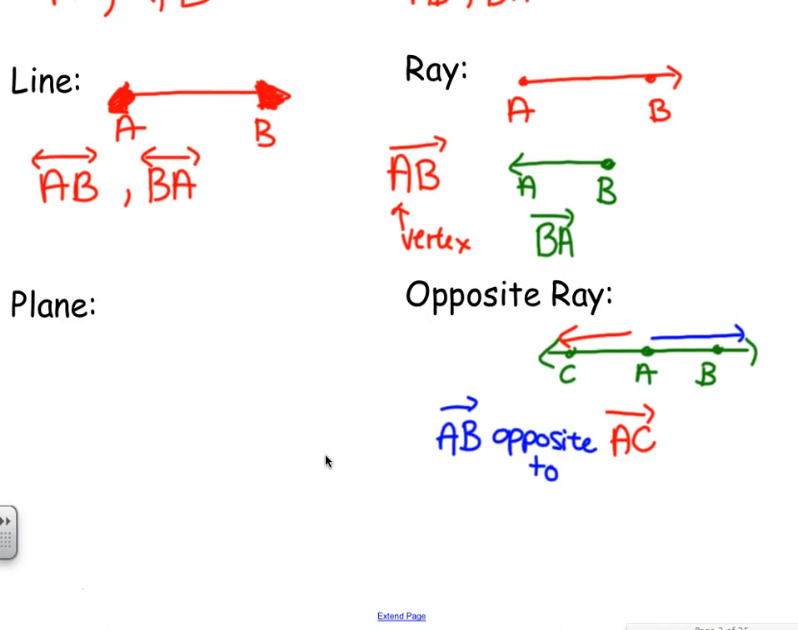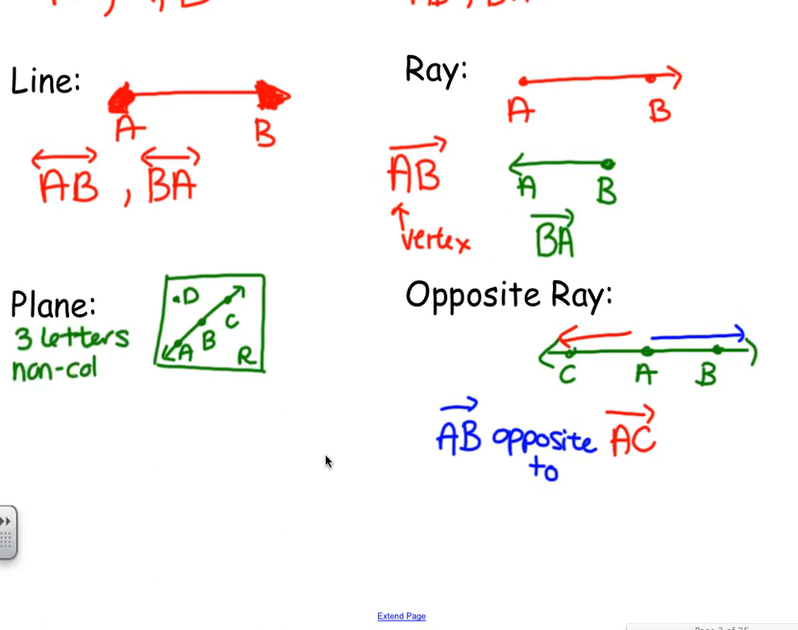Alright, lastly a plane. I'm going to go ahead and draw a plane, not in the sky. So here's a plane. We're going to pick some letters. I'm actually going to draw a line on the plane. A, B, C, D, and then a little R. Okay, so if this is a plane, the most common mistake is saying plane ABC. So you do name it with three letters, and they have to be non-collinear points.